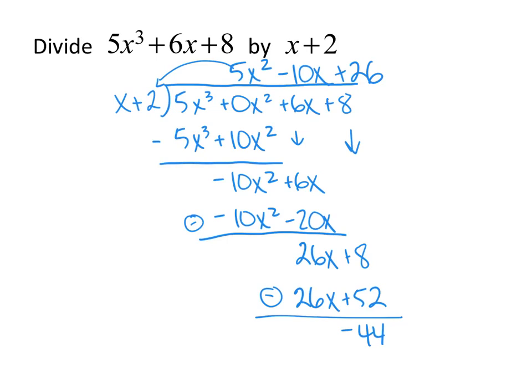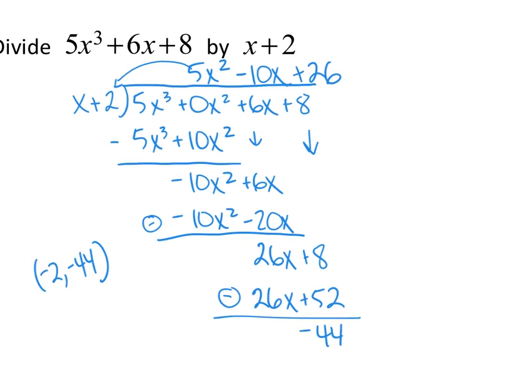Now, something that's very cool about this is that if I were to set this equal to 0, so when x is negative 2, that's not a 0 of the function, because this is not a perfect factor because I had a remainder. But what's really cool is when x is negative 2, the y value of this cubic would be negative 44. So the point negative 2, negative 44 is on this cubic graph, 5x cubed plus 6x plus 8.